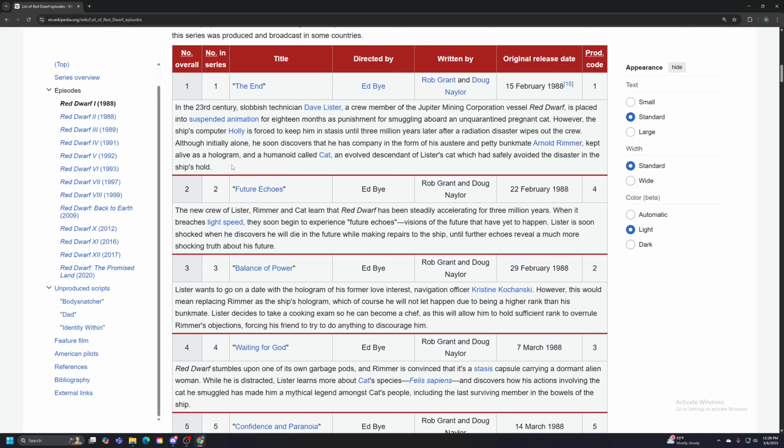Although initially alone, he soon discovers that he has company in the form of his austere and petty bunkmate, Arnold Rimmer, kept alive as a hologram, and a humanoid called Cat, an evolved descendant of Lister's cat, which had safely avoided all the disaster in the ship's hold.